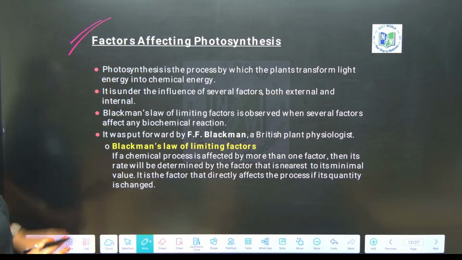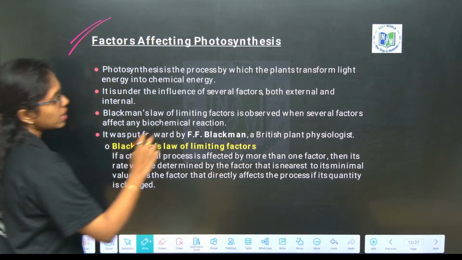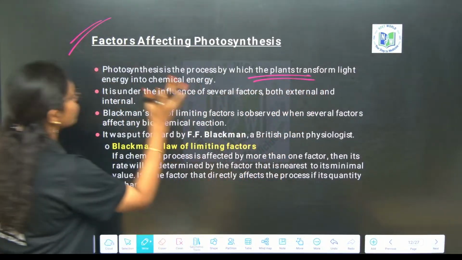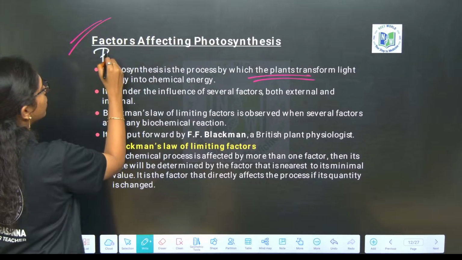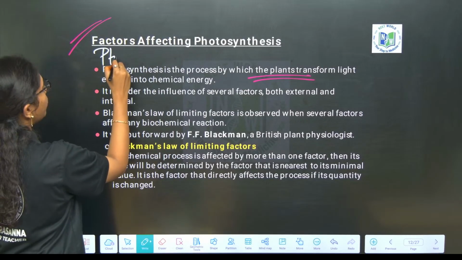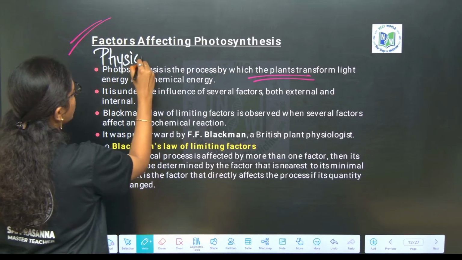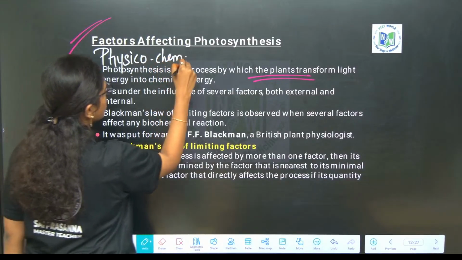Listen carefully. Photosynthesis is the process by which the plants transform light energy to chemical energy. That is why we call it as what? Physico-chemical process.